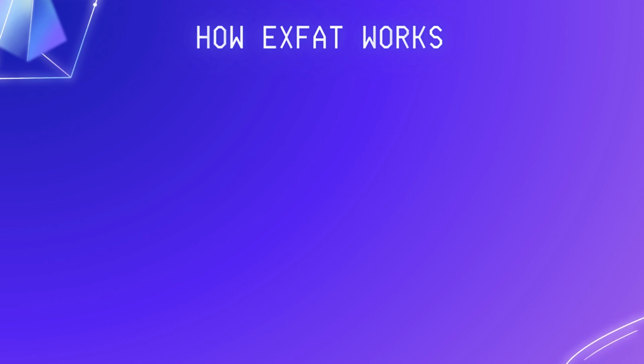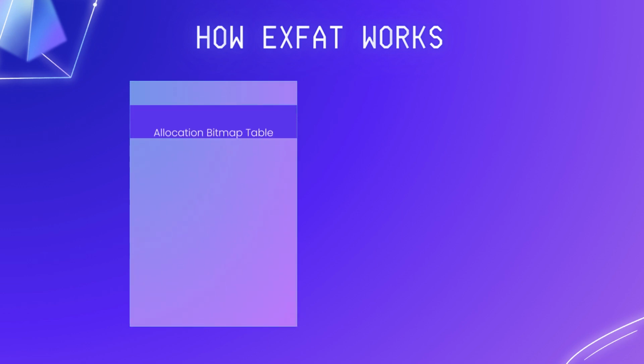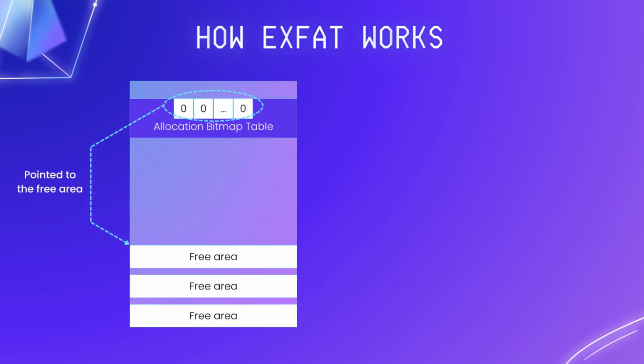Now, let's explore the process of implementing an exFAT file system in a storage device using software. User data within the exFAT file system is divided into three main partitions, each crucial for file management. First is the allocation bitmap table, which designates free areas. Second is an area for storing file entries, including file names and modified dates. Last is the space reserved for actual file data.